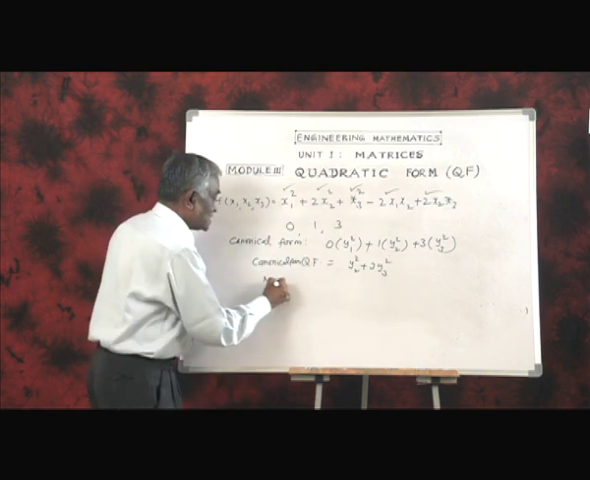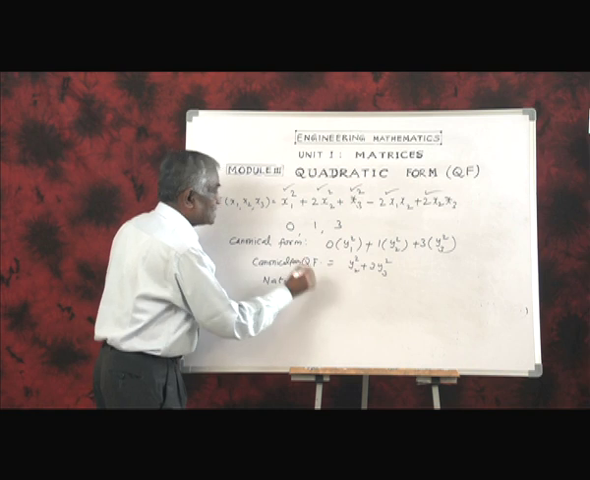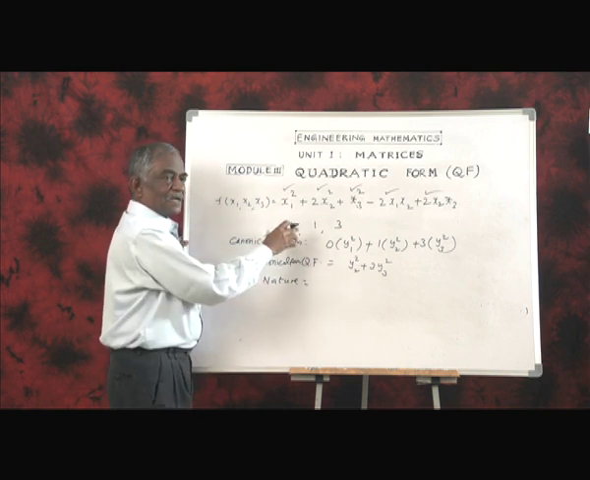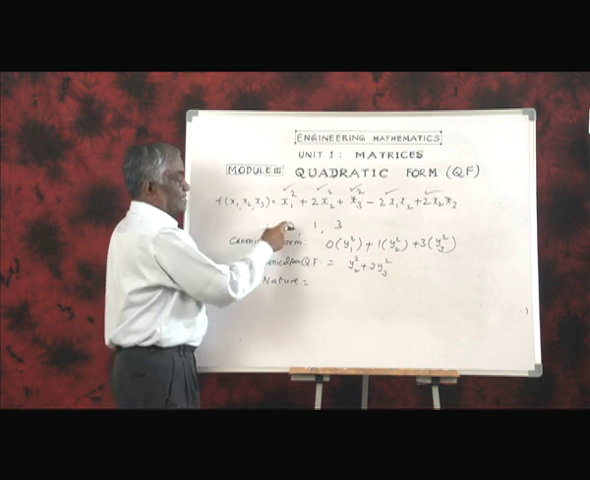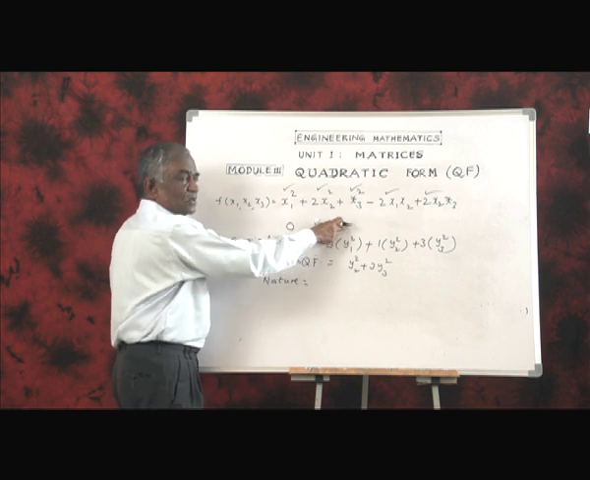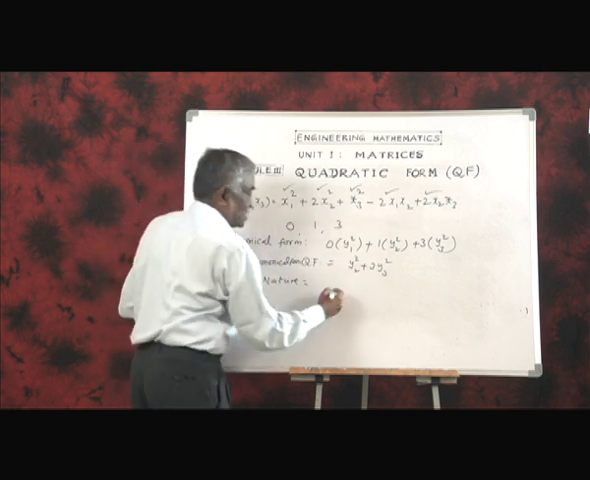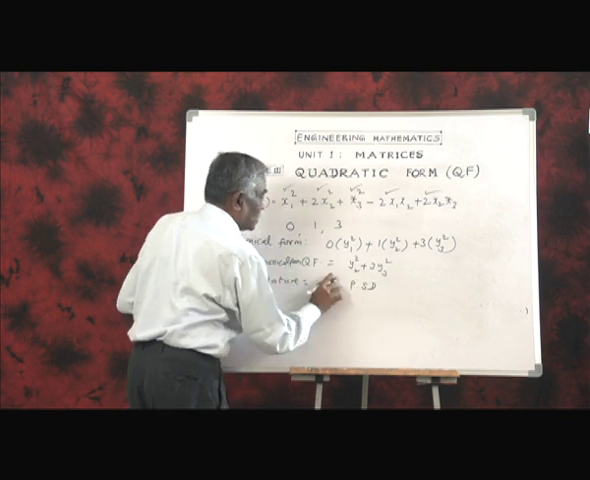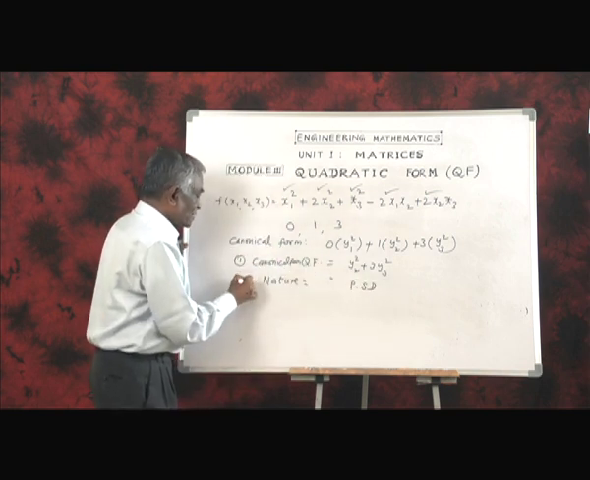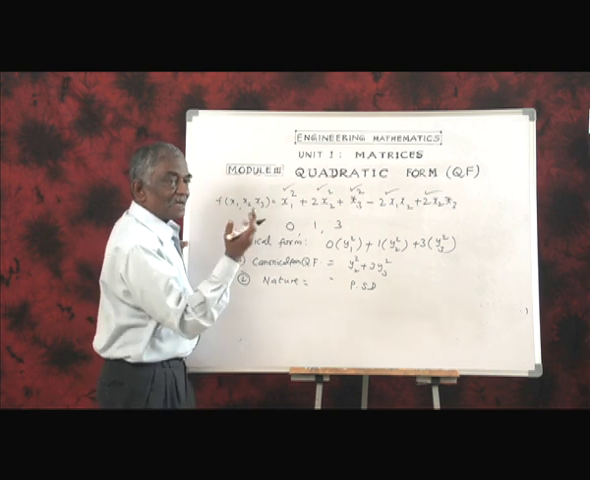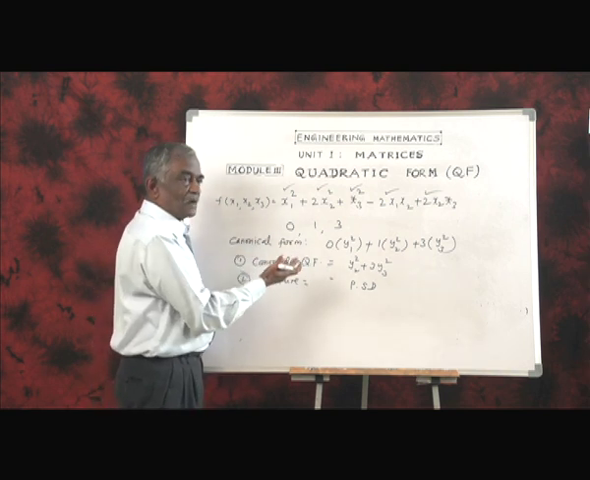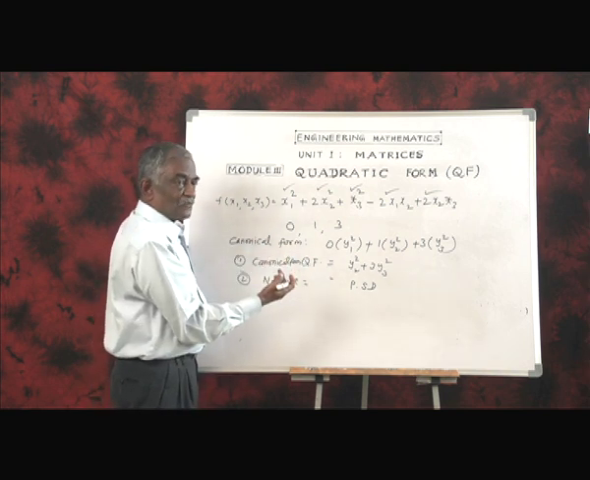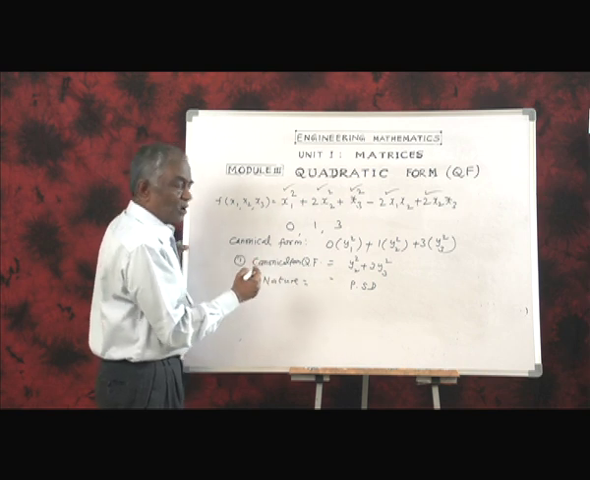Then the nature means whether it is positive definite or semi-definite. Since all the eigenvalues are greater than or equal to 0 and at least one of the eigenvalues is 0, it is positive semi-definite. Then the third one: there are certain terms like rank of the quadratic form, signature of the quadratic form, index of the quadratic form, and so on.